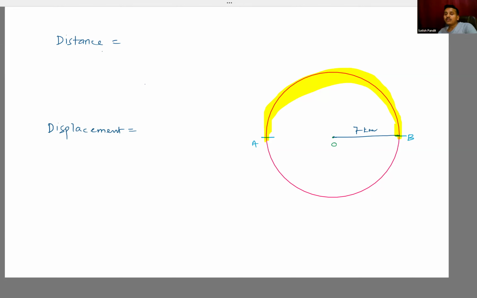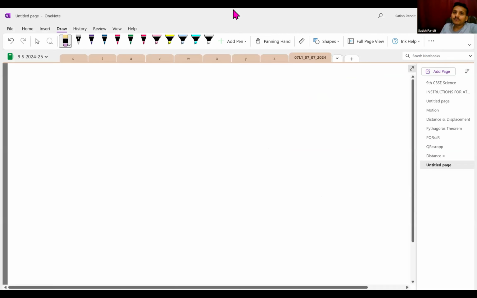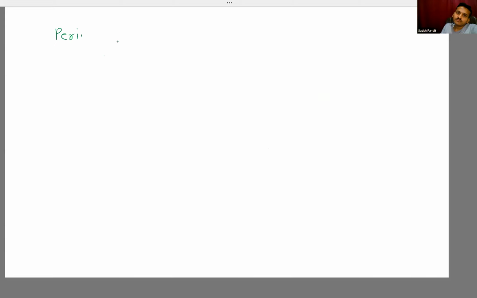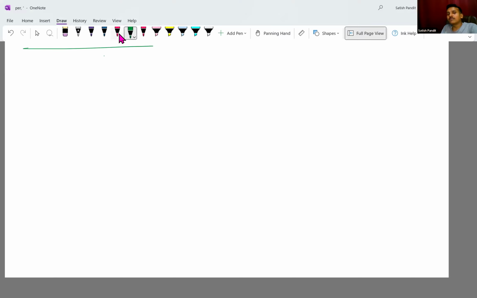Now, Roshan, before we discuss this question, can you tell me what do you mean by perimeter? The circumference of the circle. No, no, I'm just asking perimeter. I didn't ask for circle. I'm just asking perimeter. The boundary. The length of the boundary of any figure. The length of the boundary.